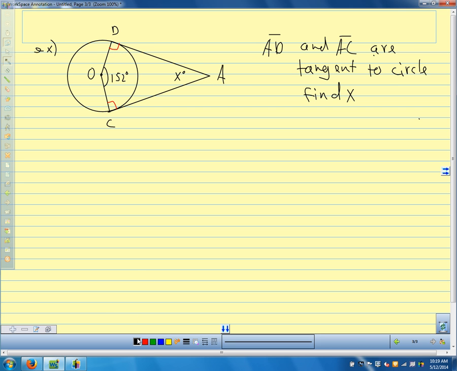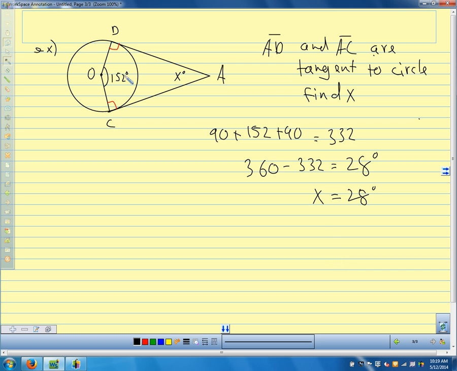What do all angles inside a quadrilateral add up to? 360. So we have three of the angles of this quadrilateral, this four-sided shape. All four of the angles have to add up to 360, so we can find the fourth angle. So 90 plus 152 plus 90, these three angles. When I add those together, I get 332. All four have to add up to 360, so 360 minus 332 is 28 degrees. So x equals 28 degrees.